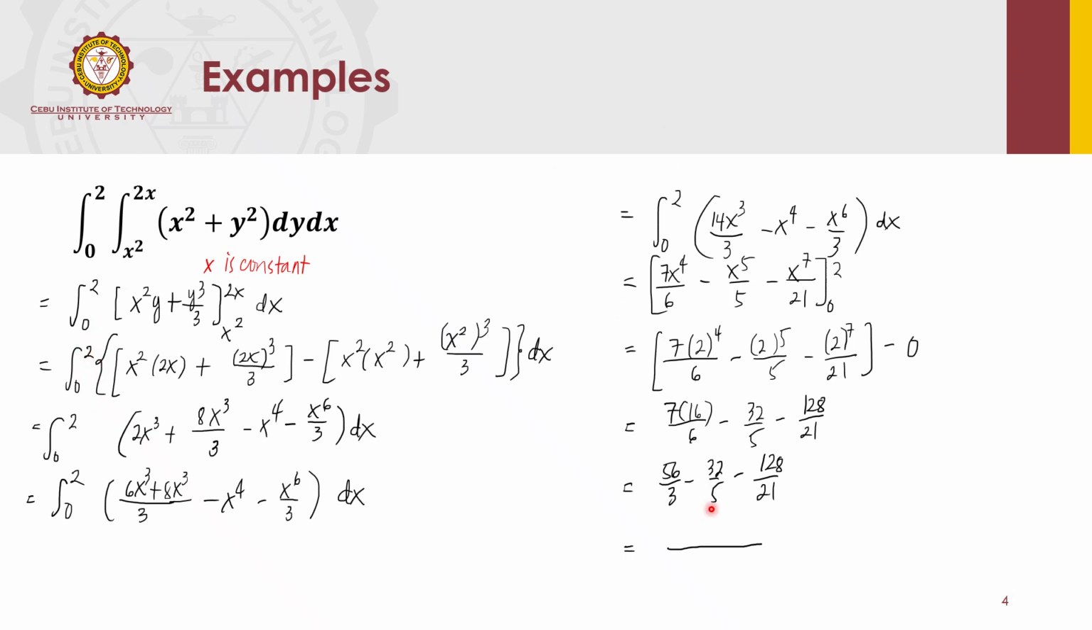So going back to this one, the LCD for 3, 5, and 21. 21 has a common factor with 3: 7 times 3 is 21. So 21 is the least common multiple for 3 and 21. So it's just 21 times 5.